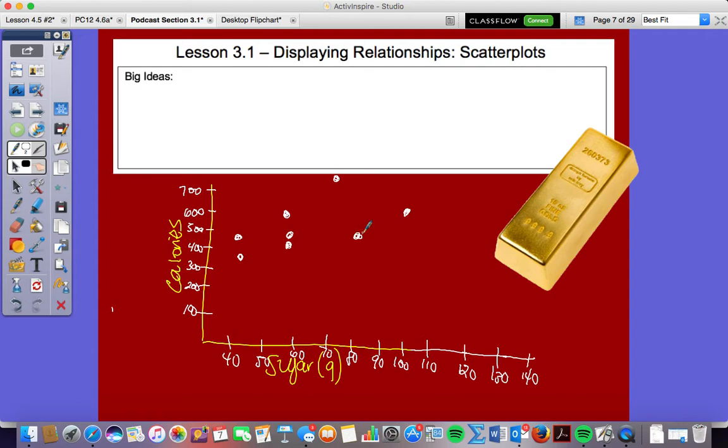So, when it's not linear, it's like not a straight line. Correct. Now, if it is somewhat linear, I usually say it's linear till it's not. Does that make sense? If you had something that looked like this, that is going to be approximately linear. I might say the strength is weak.